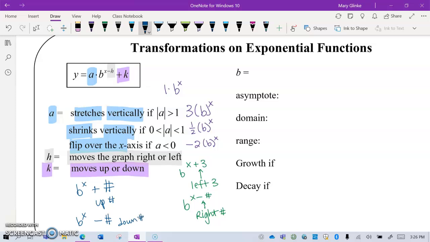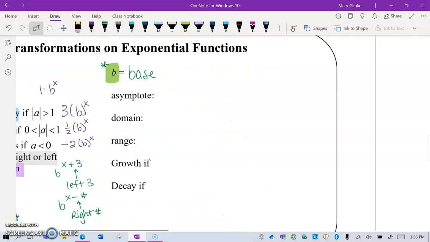Now your base is going to be important here. So we have an extra value. It is this b value. B is your base, and it's always important to identify your base, because our base is going to tell us what table of values to use with our equation.